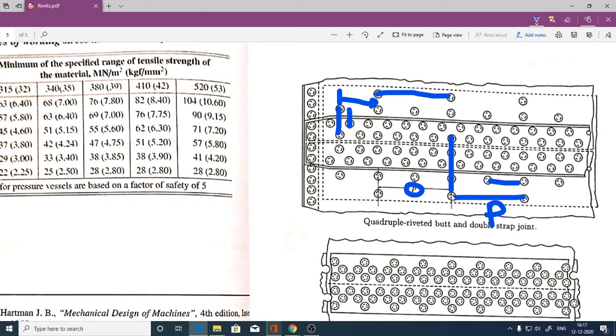Now within this pitch, how many rivets are going to come into picture? For design purpose, you need to consider. Now here it is only one. If you come here, you are going to get 2 rivets, but if you come here 1 2 3 4, 1 2 3, 1 2 3 4, you are going to get 8 rivets here. Totally how many rivets you got here? 11 rivets, right?